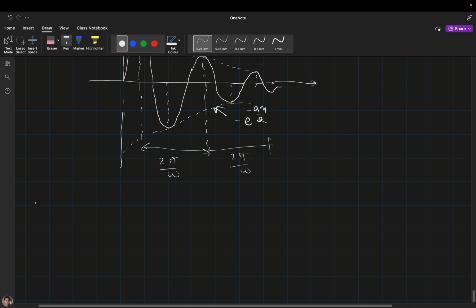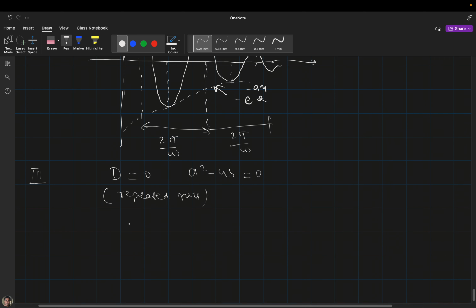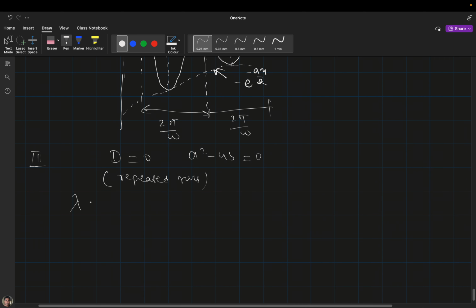But what about the third case? Third case says if discriminant is 0, which means that if a square minus 4b equal to 0, then it is the case of repeated roots. This is the case of repeated roots, and in this case you can see that lambda equal to lambda 1 equal to lambda 2.